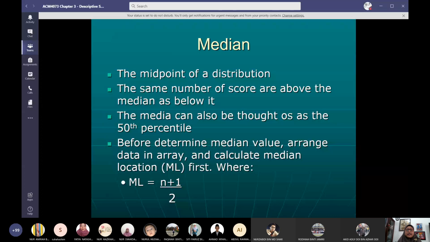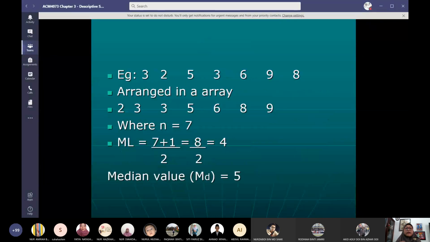Okay, and then calculate the median location, ML. The symbol is ML, equals n plus 1, divided by 2. N is the number of numbers. Let's say we have just now 6. Never mind. Now we look at the example.